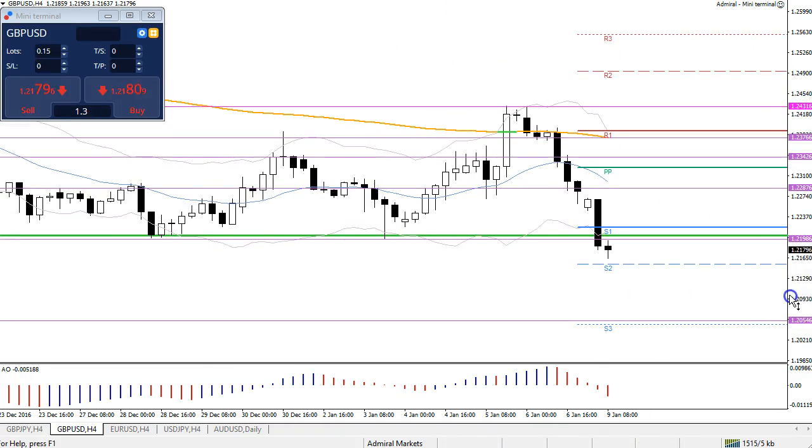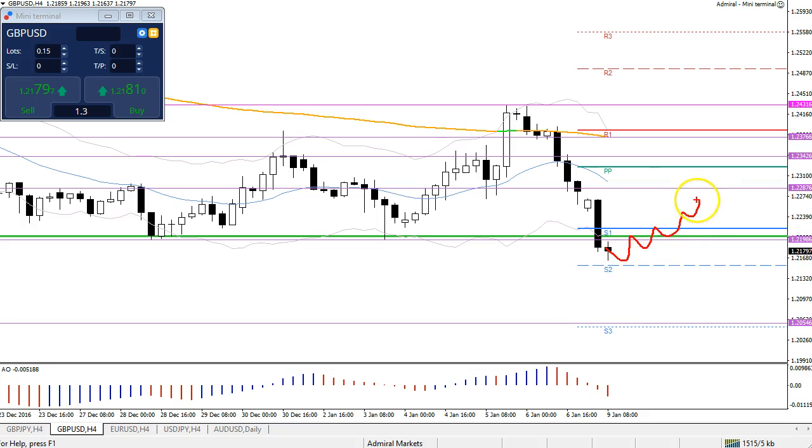On a 4-hour chart, that would look like this. Max up to the 3rd level. I don't think it will go that far, but then down to the 4th level. That's what I'm looking for with regard to Fibonacci sequence levels on this pound USD.